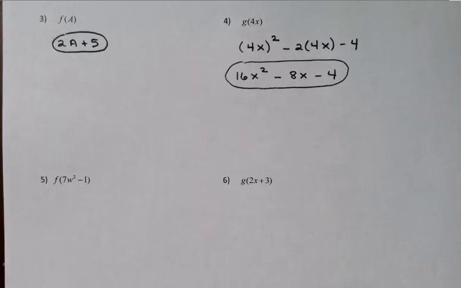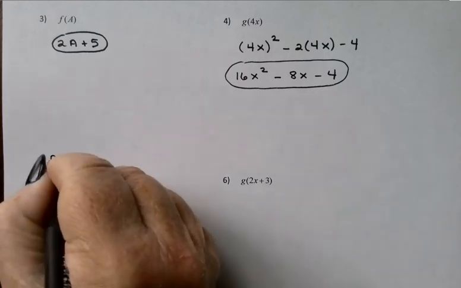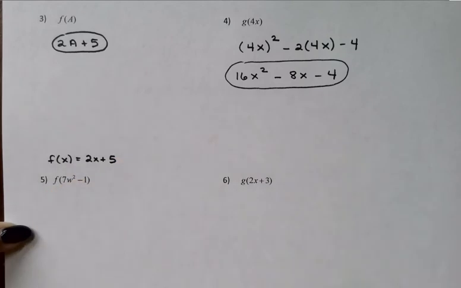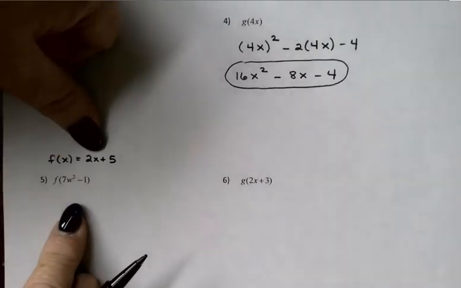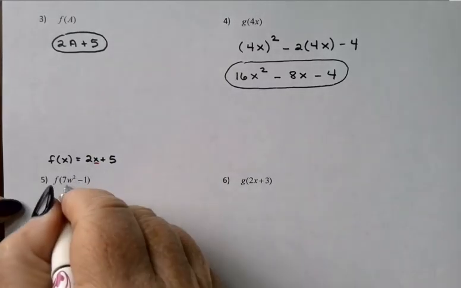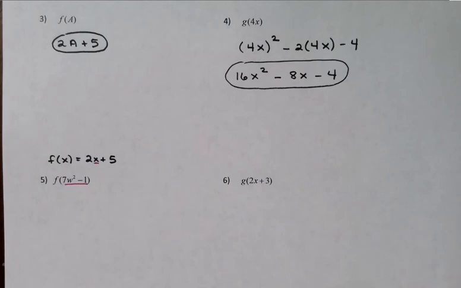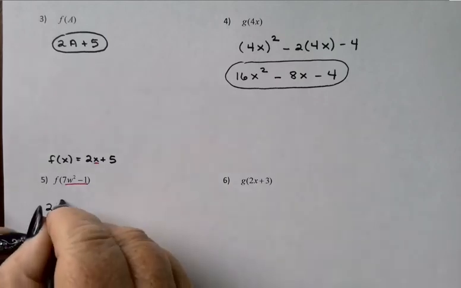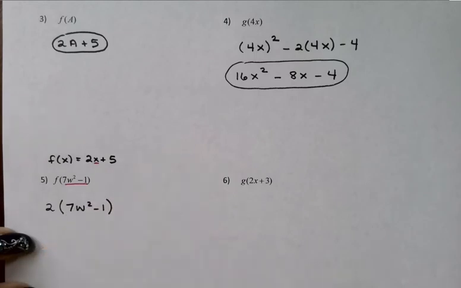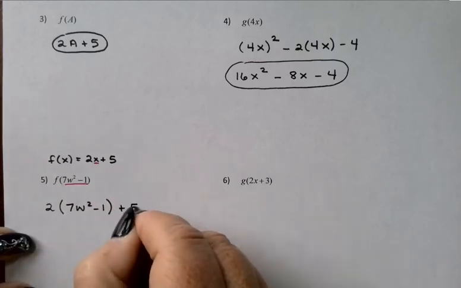In number 5, we want f of 7w squared minus 1. So once again, I go back to f, and maybe I should just write f of x right above here because it's off the screen at this moment. Instead of this x, I'm going to replace the x with the whole 7w squared minus 1. So 2 times 7w squared minus 1 plus 5.